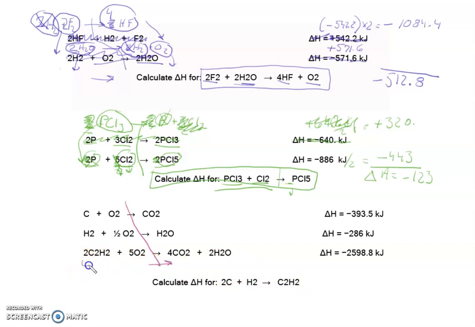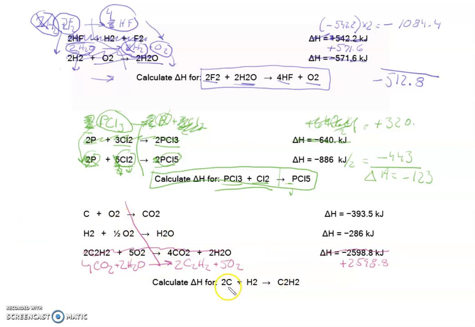So this is going to become 4CO2 plus 2H2O, arrow 2C2H2 plus 5O2. And again, since I have flipped that, this is going to become positive 2598.8. So I've simply flipped that equation and made it positive. Now I go and I check my numbers. Correct things, correct side first. Now I check my numbers.